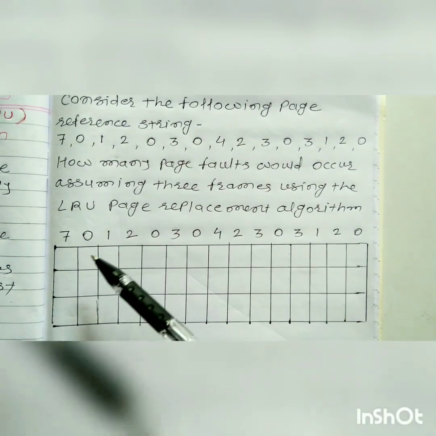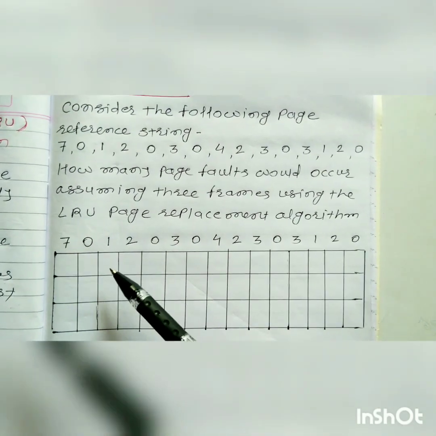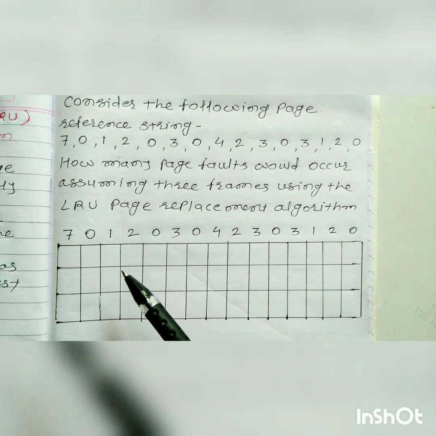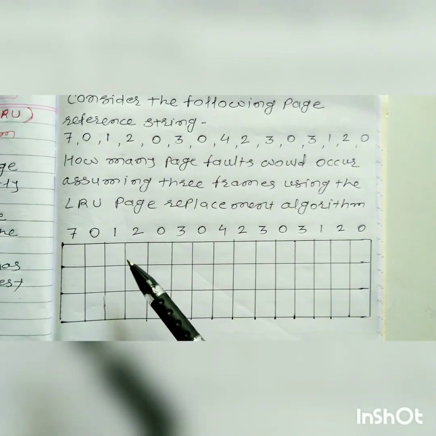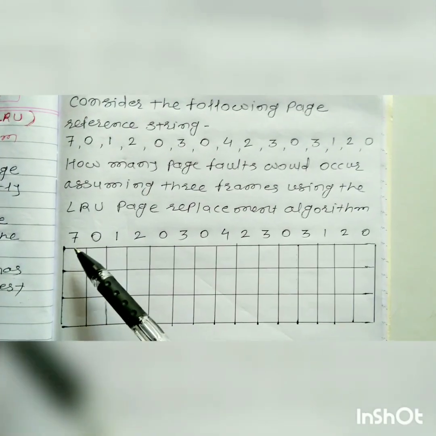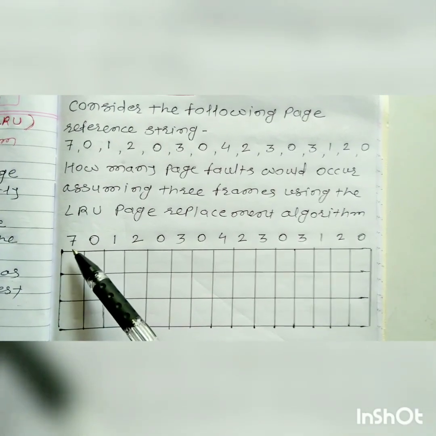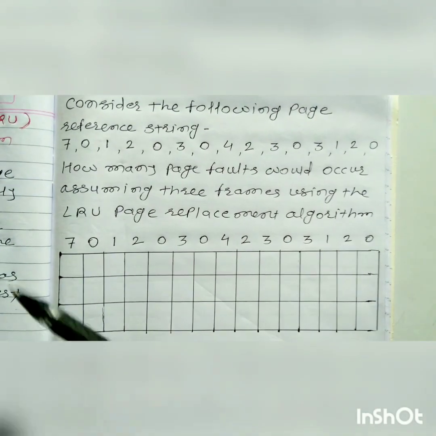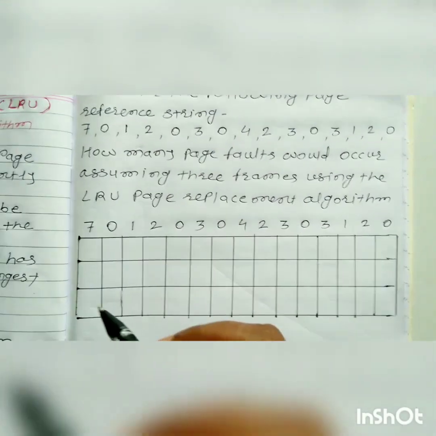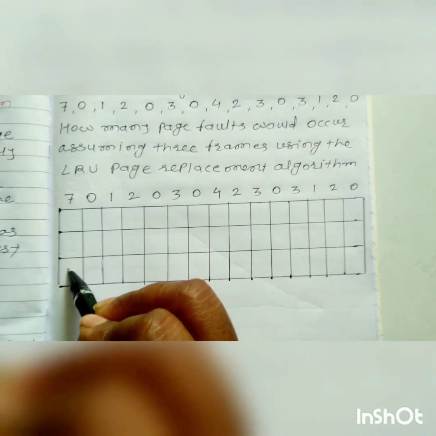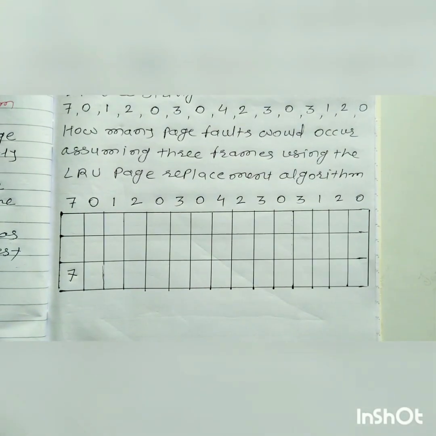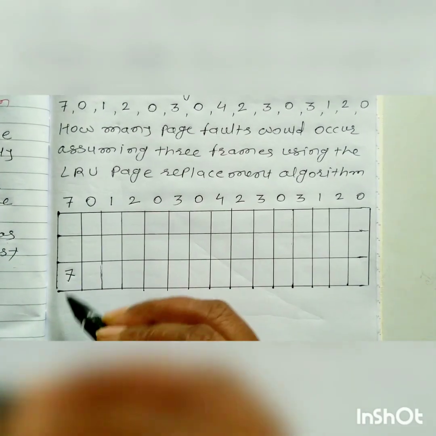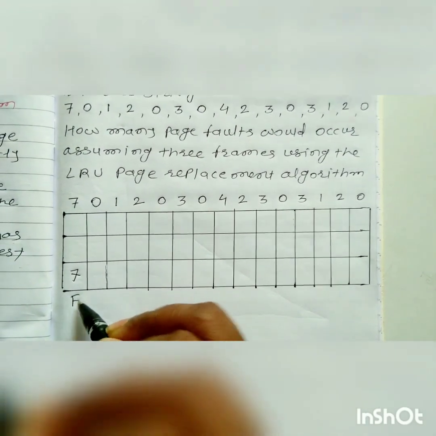Okay, so how are you going to apply this LRU algorithm? In the LRU algorithm, you have to replace the page which is the least recently used. Right now we will start from the first page, that is 7. Firstly, all the frames are empty. Simply, we place page 7 in the first frame, and since this page is not there in the main memory, this is known as a page fault.